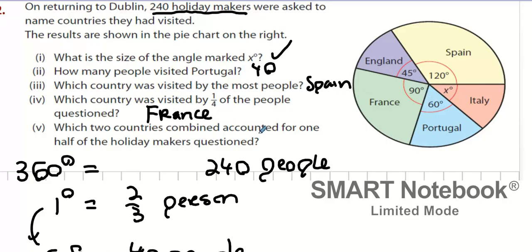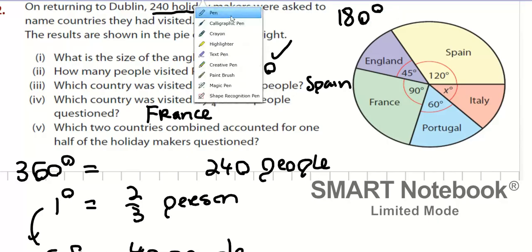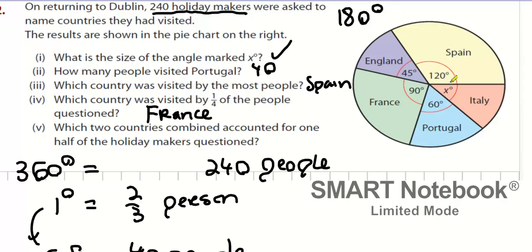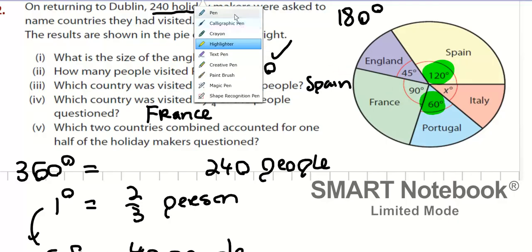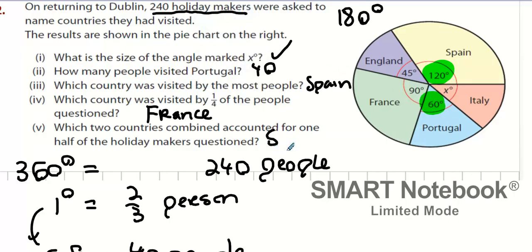Which two countries combined accounted for 1/2 of the holiday makers? If you account for half of it, what's half of 360? 180. What two countries add up to 180 degrees? Spain and Portugal. That's your answer for that one. Spain and Portugal. You okay with that, guys?